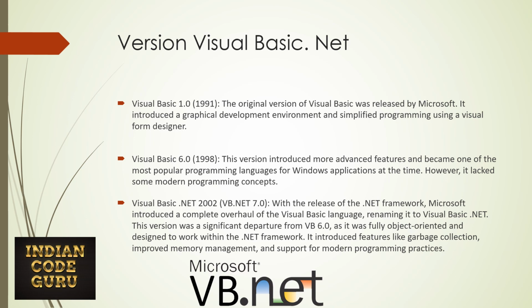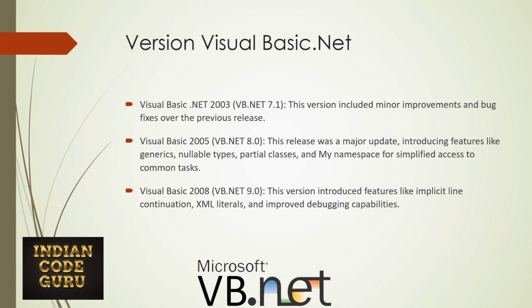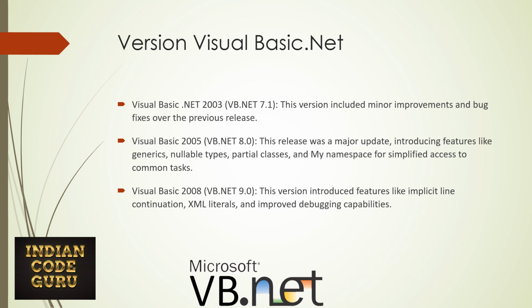Visual Basic .NET 2002, VB.NET 7.0. With the release of the .NET framework, Microsoft introduced a complete overhaul of the Visual Basic language, renaming it to Visual Basic.NET. This version was a significant departure from VB 6.0, as it was fully object-oriented and designed to work within the .NET framework. It introduced features like garbage collection, improved memory management, and support for modern programming practices. Visual Basic .NET 2003, VB.NET 7.1. This version included minor improvements and bug fixes over the previous release.